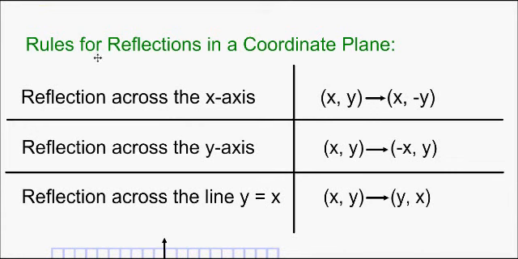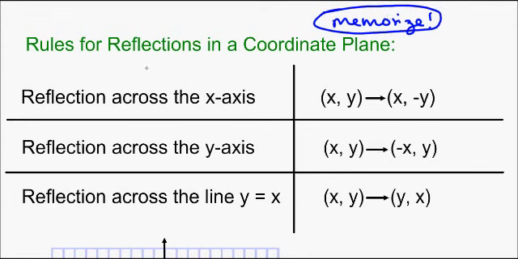So these are your rules for reflections in a coordinate plane. You see your coordinate notation over here. A reflection across the x-axis, (x, y) is mapped to (x, negative y). A reflection across the y-axis, (x, y) is mapped to (negative x, y). And a reflection across the line y = x, (x, y) is mapped to (y, x). These are rules that you do need to memorize. But I'll show you how to reason your way through it in case you forget.